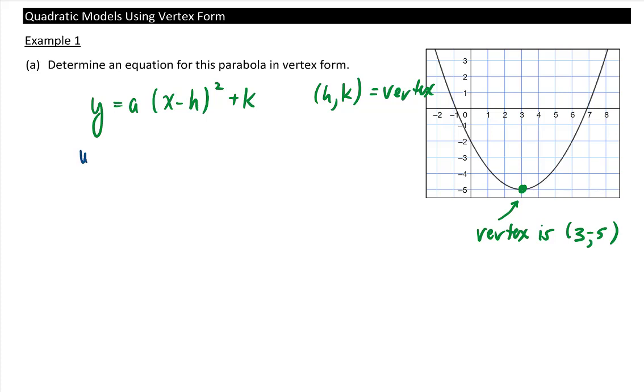So first step, we're going to use the vertex. So we're going to sub in 3 for h and -5 for k. And that gives us.